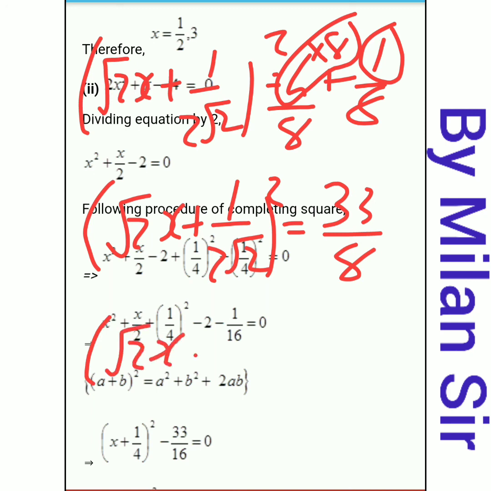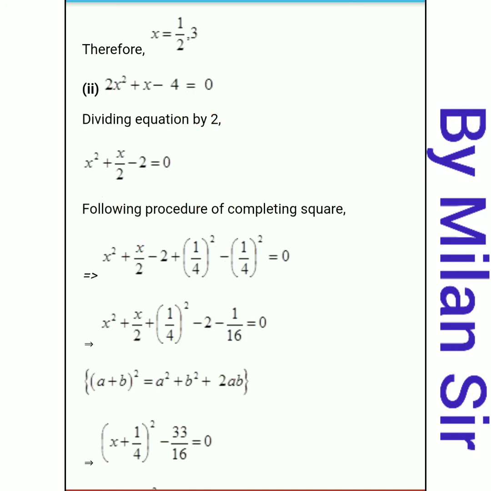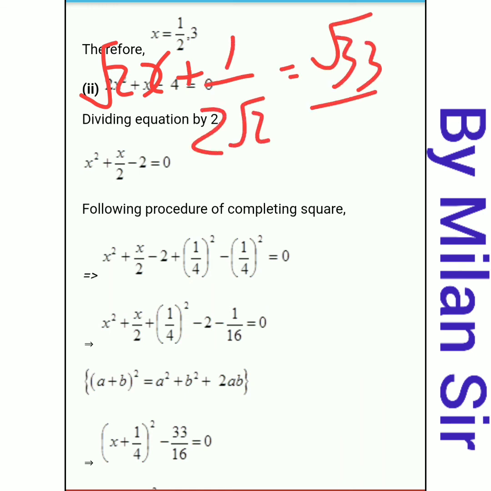Okay, so under root 2x plus 1 upon 2 under root 2. Here we are taking the square root on both sides. So on the left hand side the square root, then we need to write the square root of the right hand side. So in the numerator 33 is there, so under root 33. In the denominator the square root of 8 is 2 under root 2. And we need to put a plus or minus sign here. So one time we consider plus, one time we consider minus. So under root 2x plus 1 upon 2 under root 2 is equal to under root 33 by 2 under root 2.